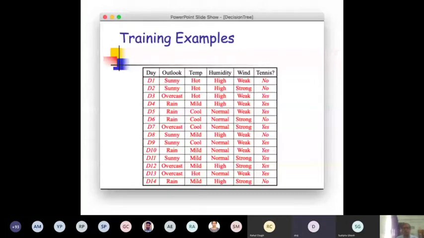Sir, 5 negative, 9 positive. So 9 and 5, right? So what should be the entropy? Entropy of this class distribution. So when you say entropy, you should refer to entropy of what? Right? So entropy of class distribution, that you should keep in mind.